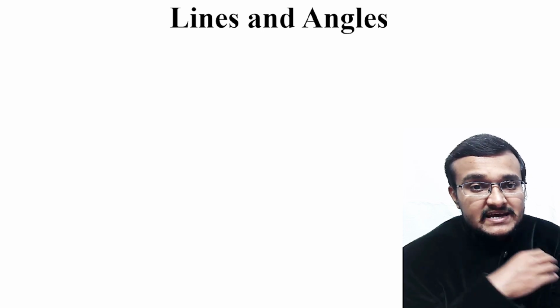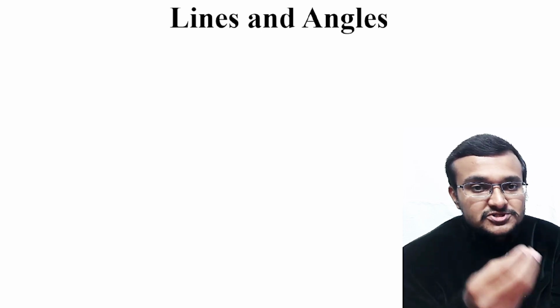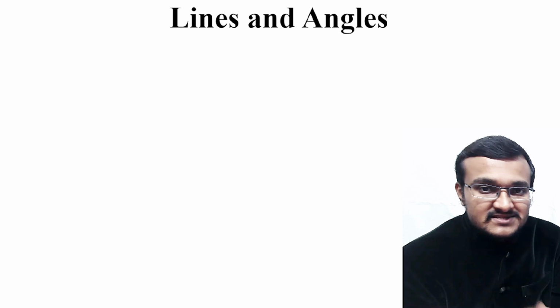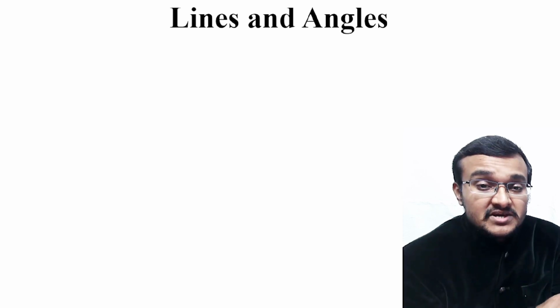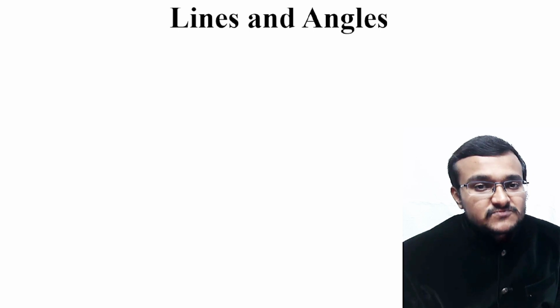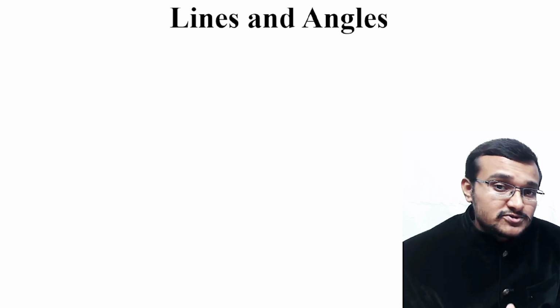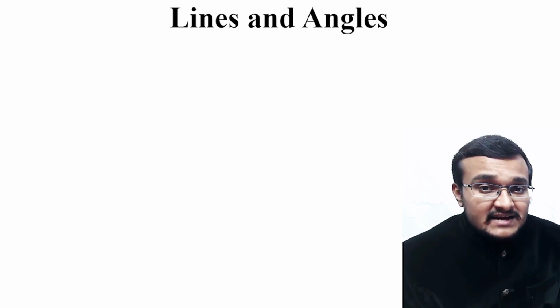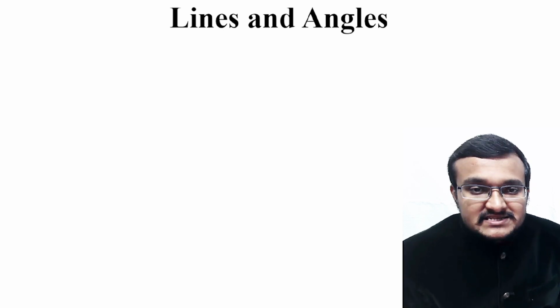So in my previous videos, I started the new chapter on lines and angles, which is the 6th chapter of 9th standard mathematics. In the previous videos, we have learnt about different axioms, that is axioms 1 and 2, and we also learnt one theorem, and we also learnt example 1 and example 2.